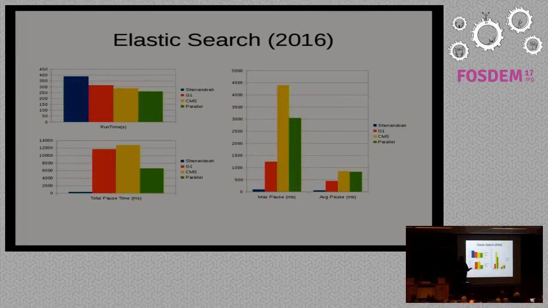This is Elasticsearch. I wrote an Elasticsearch benchmark because I wanted to see. The only thing that's really interesting here is you can see that this was also, again, from 2016. We were slightly slower in terms of runtime. But if you look at our total pause time in milliseconds compared to the other collectors, we rock. If you look at our max pause times and our average pause times, we also rock. If your main consideration is response time and you can't afford to pay for pauses, Shenandoah is huge.